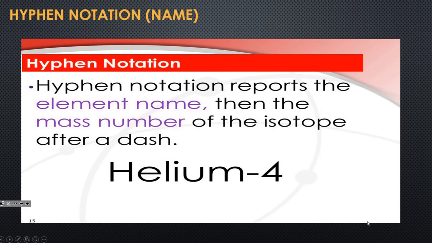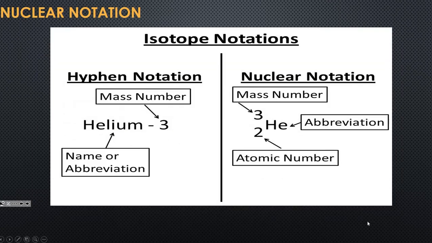Okay, the other way that we can write isotopes was our nuclear notation. On the nuclear notation, you're going to have the mass number over the atomic number with the symbol of the name. So if you want to write that really quick so you know the difference, when I'm asking you write it in hyphen notation, write it in nuclear notation because we use them for different things.